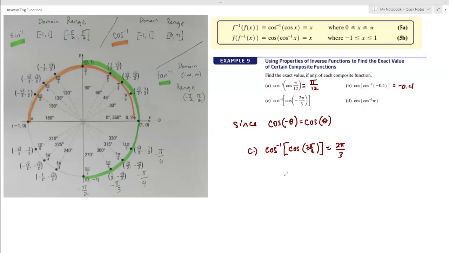Okay, so for part D here, pi is about 3.14 if we only want 2 decimal places of accuracy, but we know that 3.14 is exceeding 1. It's not between -1 and 1. So I can't fit it into the inside function in the first place. So there's no way to get something out of it to take the outside function. So this is going to be undefined.